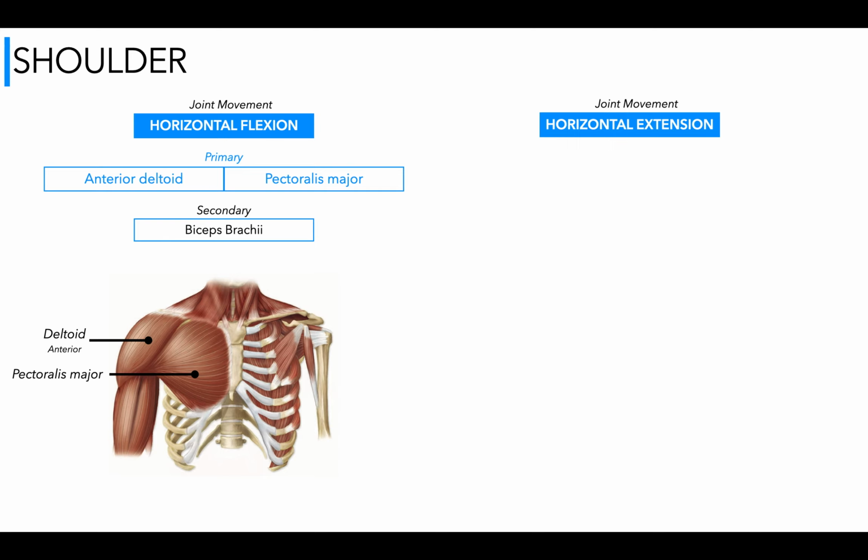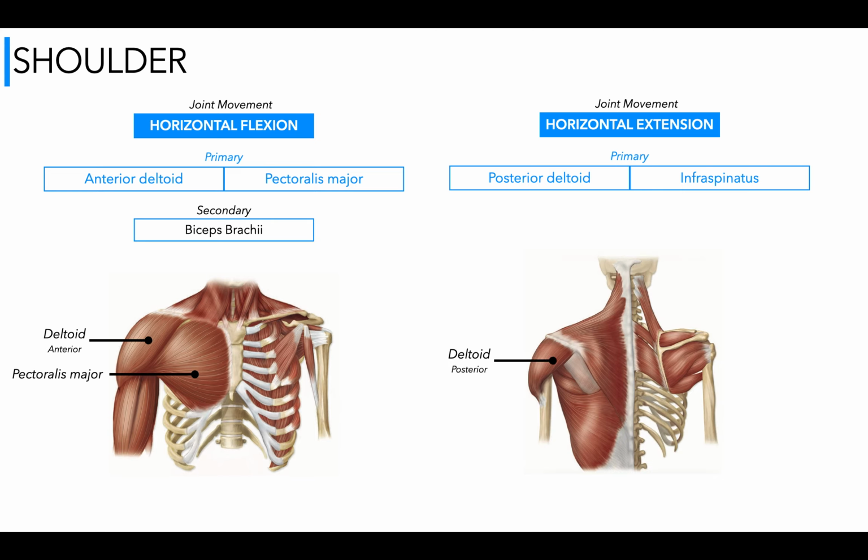However, horizontal extension is a little different. The primary muscles are the posterior deltoid, which is similar to shoulder extension, but we have the infraspinatus, our first rotator cuff that we need to know, and one of the four. So there's the posterior deltoid. There's the rather large rotator cuff, or larger than the others, I should say, the infraspinatus. And then we have the latissimus dorsi, which plays a secondary role.